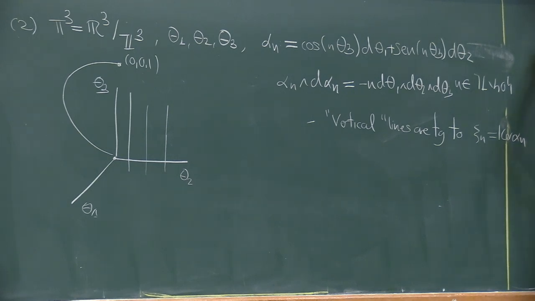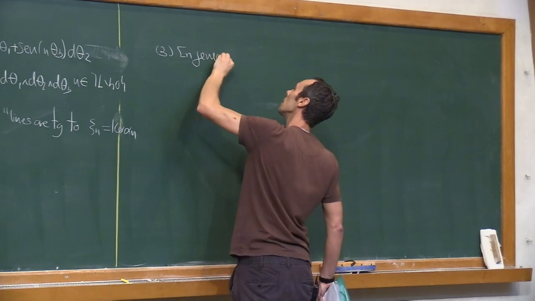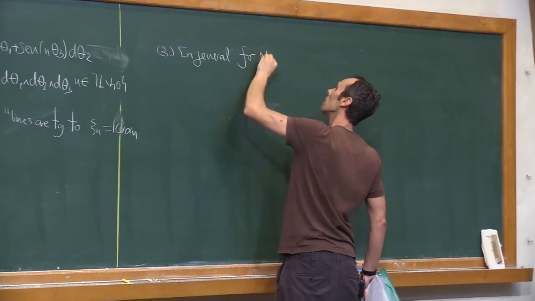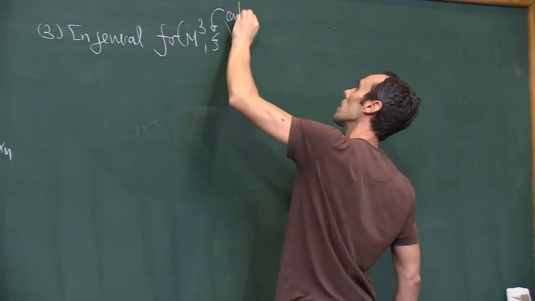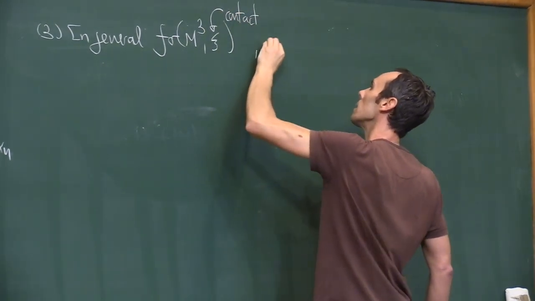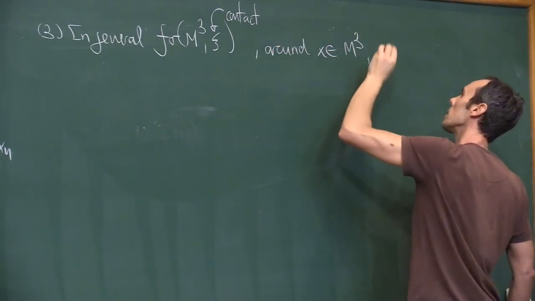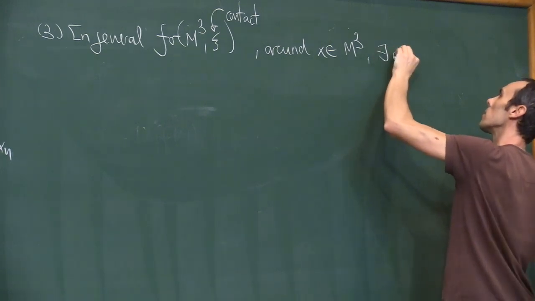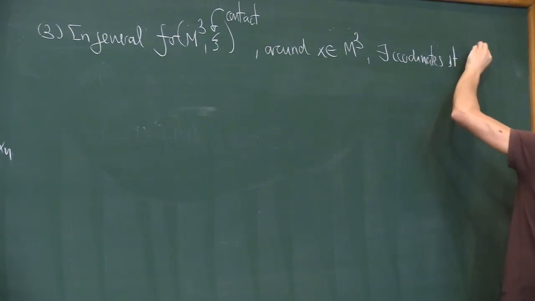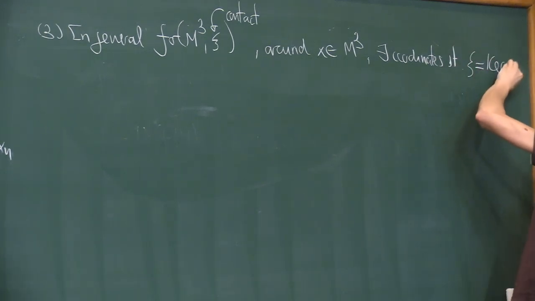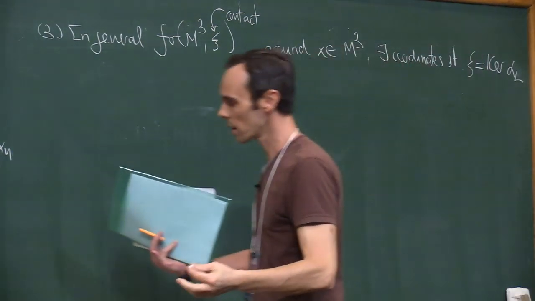So in general, for a three manifold with a contact structure, on any point there exist coordinates such that xi is the kernel of that one form alpha subcapital L. So how do you get those coordinates?